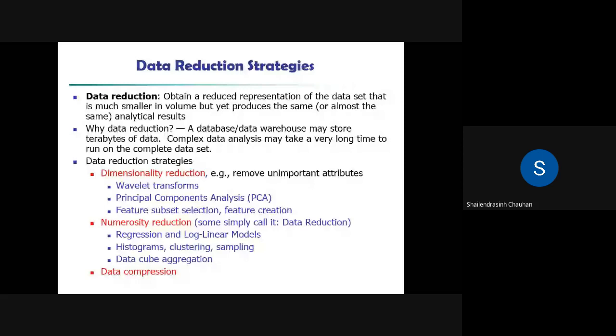Fine. So here what we are doing, we are obtaining the reduced representation of the same data set that is much smaller in volume, but still it is going to produce the same results that you would have by considering the entire data set. Right? So we are just going to obtain a reduced representation of your original data, which is going to provide you the same kind of result.